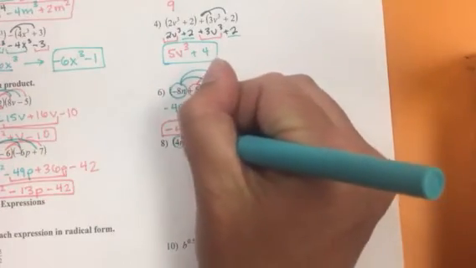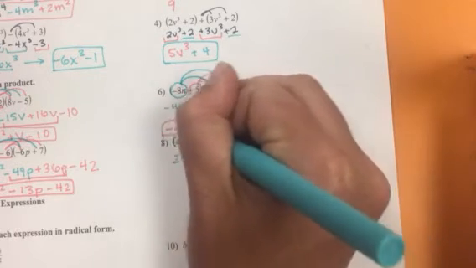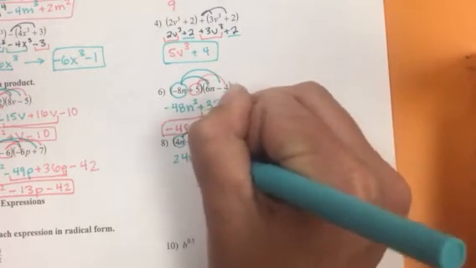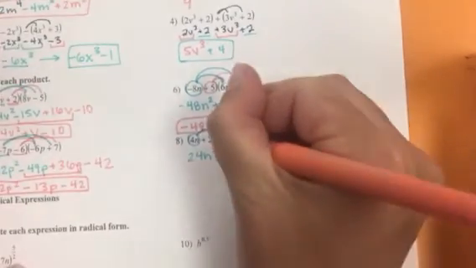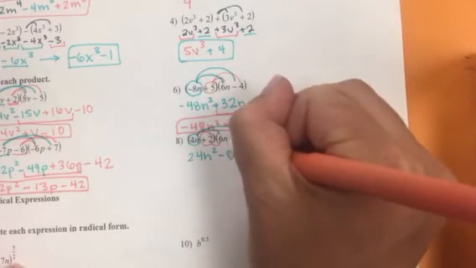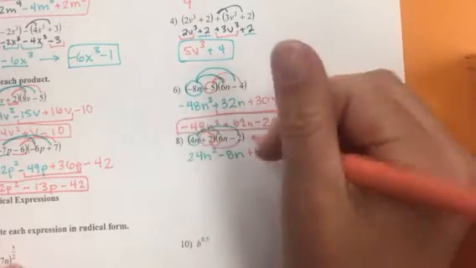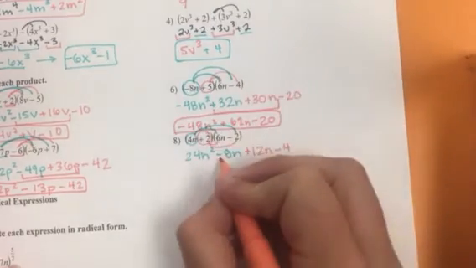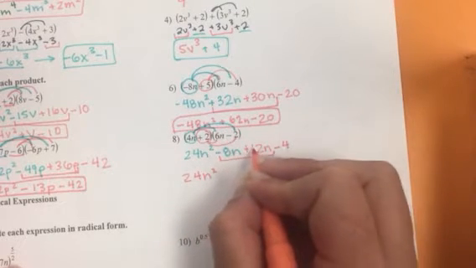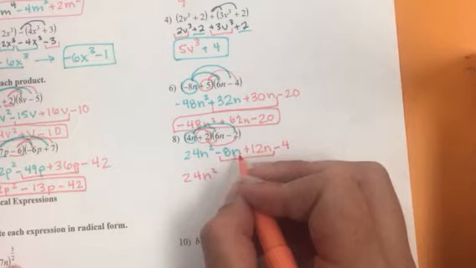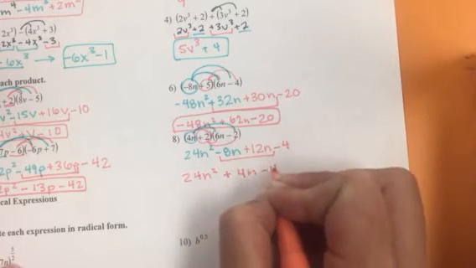We distribute the 4. 4 times 6, 24n squared. 4 times 2 is negative 8 with 1 n. Positive 2 times 6 is a positive 12 with 1 n. 2 times negative 2 is a negative 4. Combine like terms. 24n squared. A positive 12 minus 8 is a positive 4n minus 4.